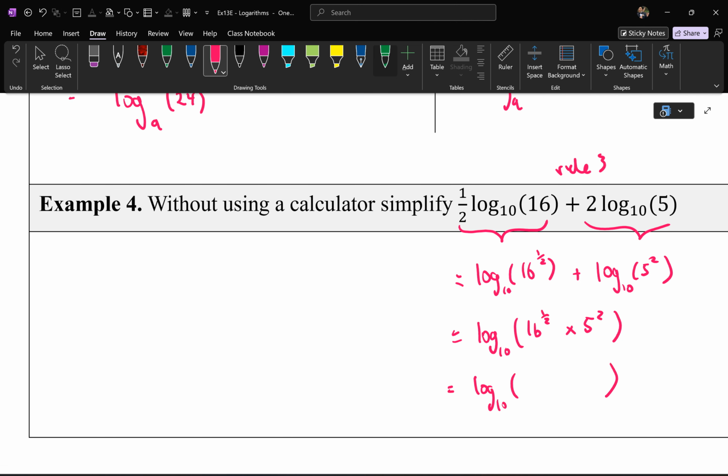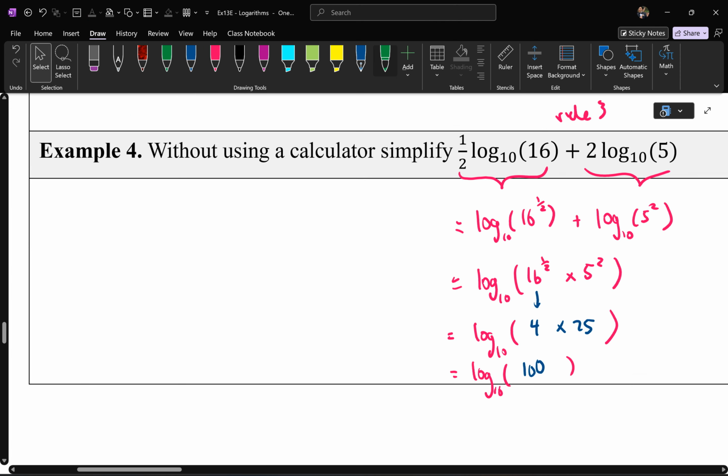Now let's see how your index laws are. What's 16 to the power of half the same as? Anyone remember? What does to the power of half mean? Square root. Very good. So square root of 16, that's 4. 4 times 25. What's 4 times 25? 100.